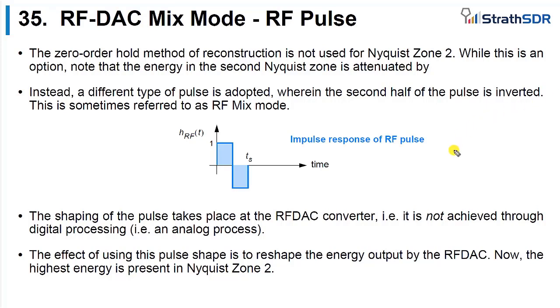What we're going to do is, rather than using the zero order hold, we're now going to do an analog process to use this pulse we'll call the RF mix mode pulse. So within one sample period, for the first half, we have a positive amplitude, and for the second half, an equivalent negative amplitude. And it's important to realize this is actually done in the analog circuitry. This is not a digital process, so it's not part of the FPGA and the logic fabric.